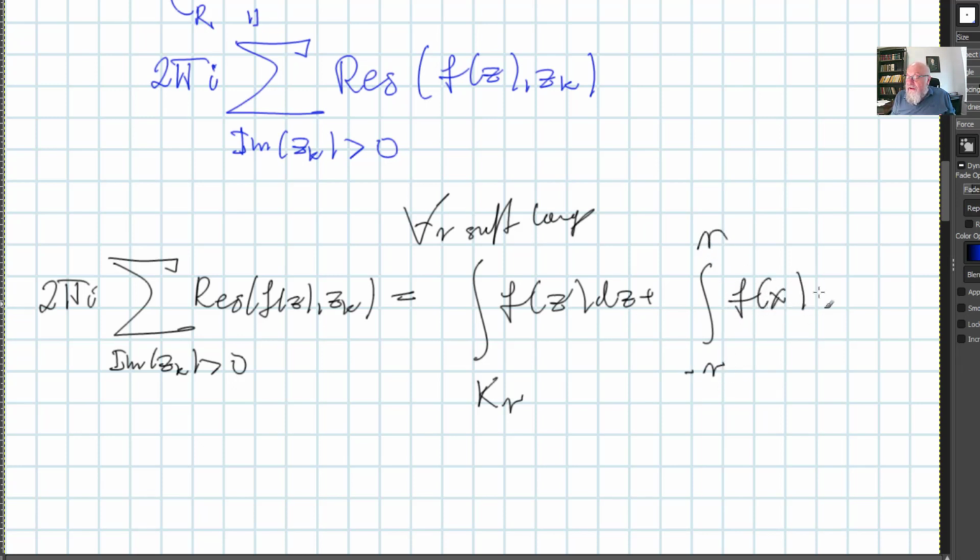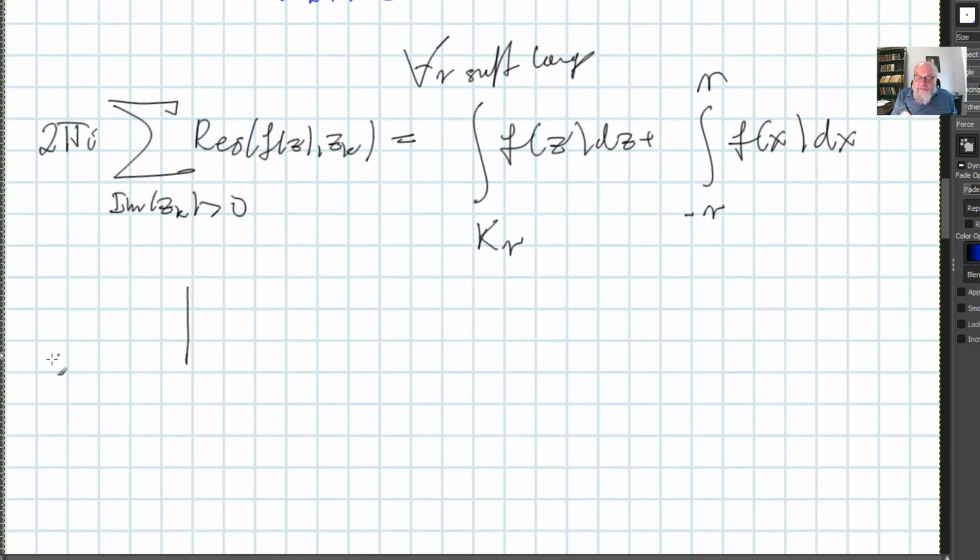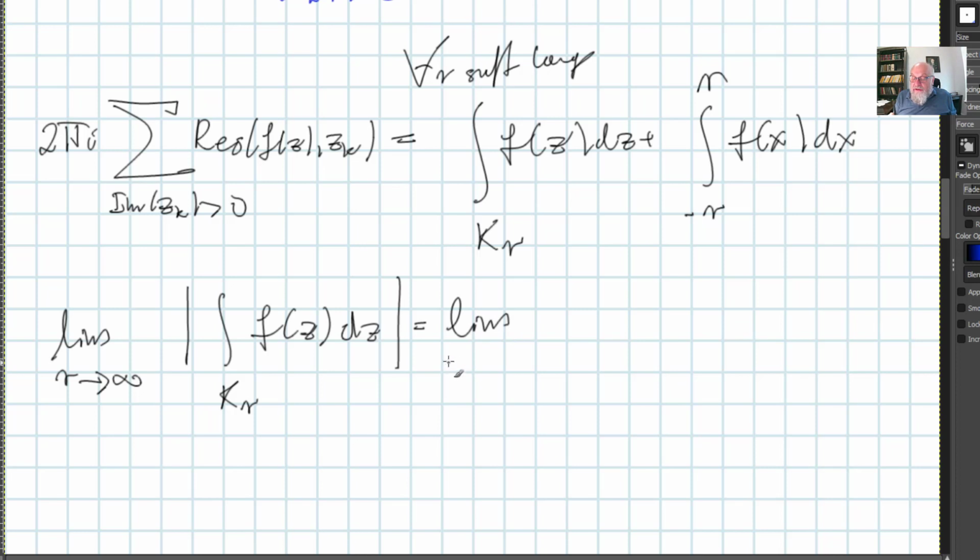But now look, what will happen if I take the limit with R going to infinity of this integral over KR of f of z dz? Let's write it down. This will be the same as the limit, R to infinity, and now I can rewrite it.